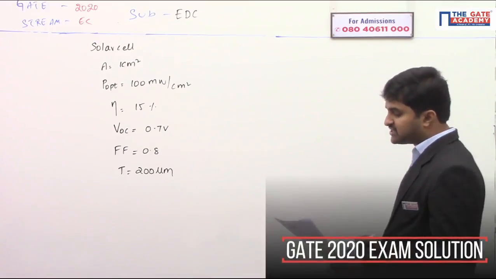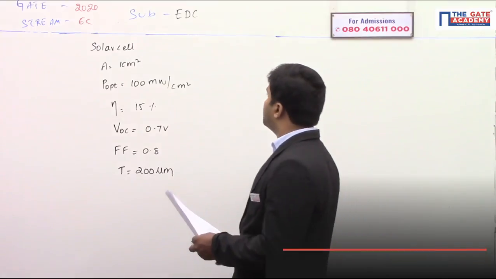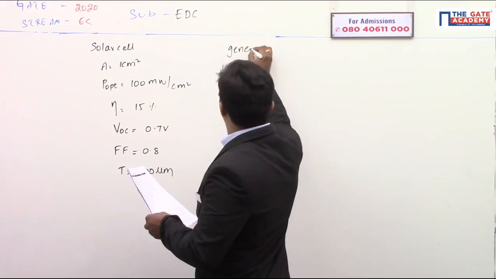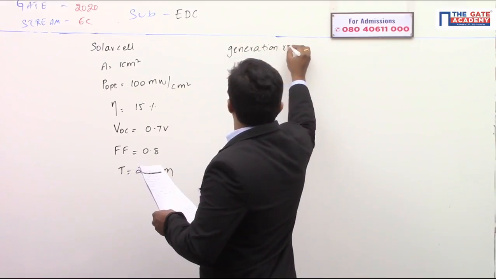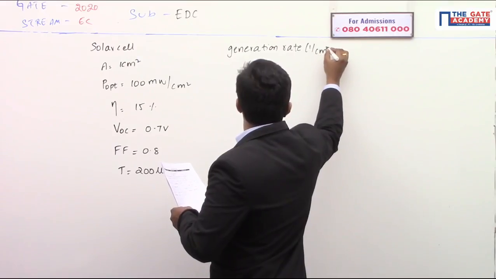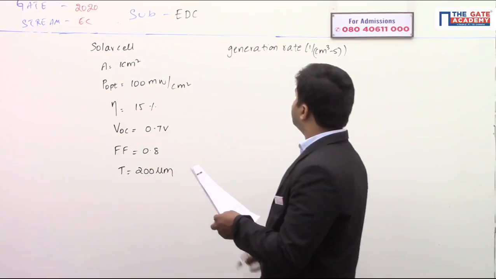The question asked here is about the average optical generation rate. The unit of the generation rate given in the question is per centimeter cube second. What are the options given in the question?